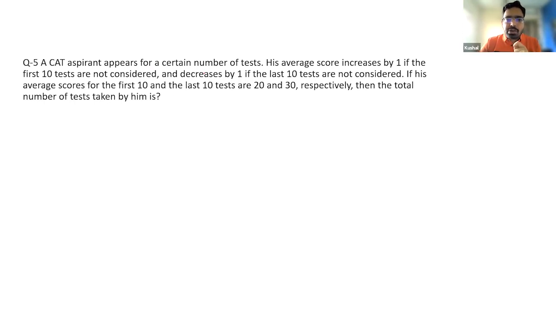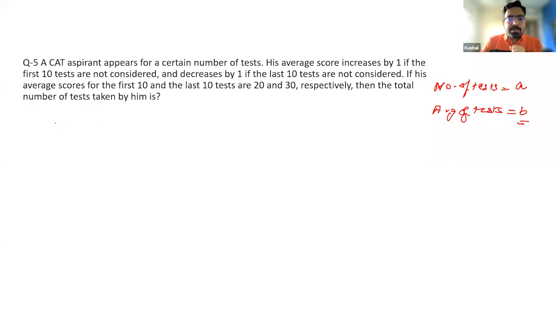A CAT aspirant appears for a certain number of tests. His average score increases by 1 if the first 10 tests are not considered. Okay, so let me take the number of tests that he has appeared for as A, and let me take the average of these tests as B. Now, what is the question saying? His average score increases by 1 if the first 10 tests are not considered. His average of the total tests is B, and his average increases by 1 if I'm not considering the first 10 tests. Now let us understand this.